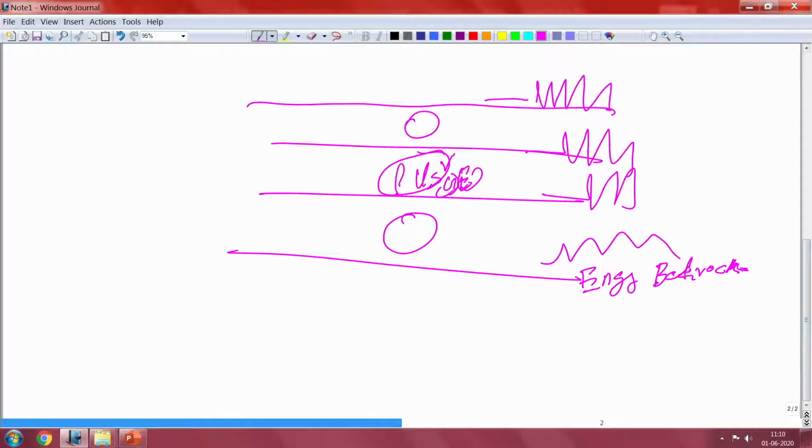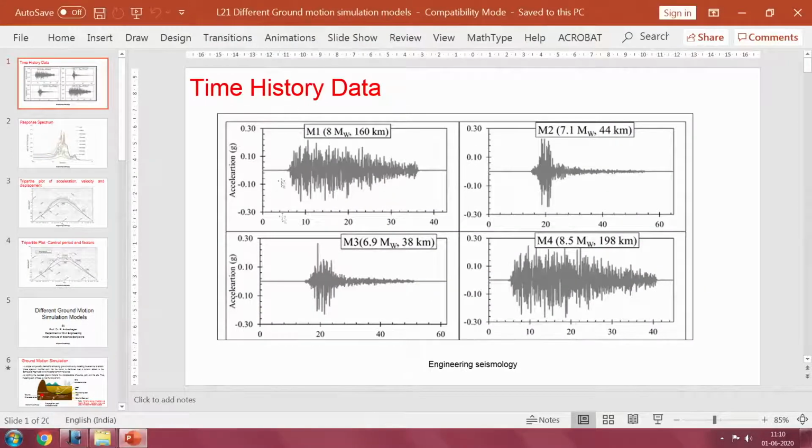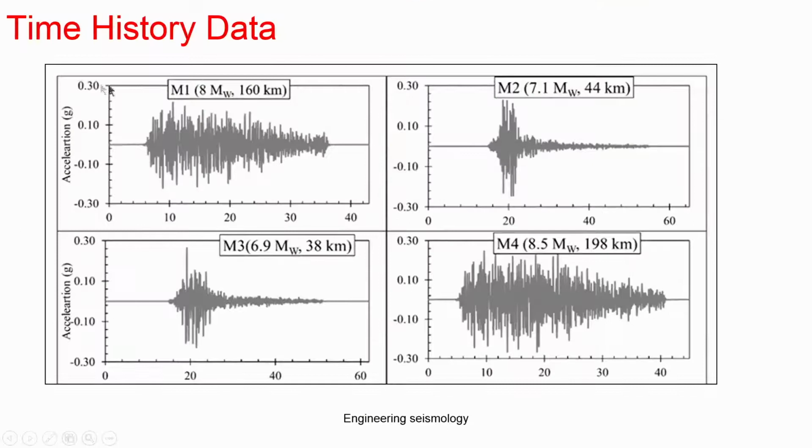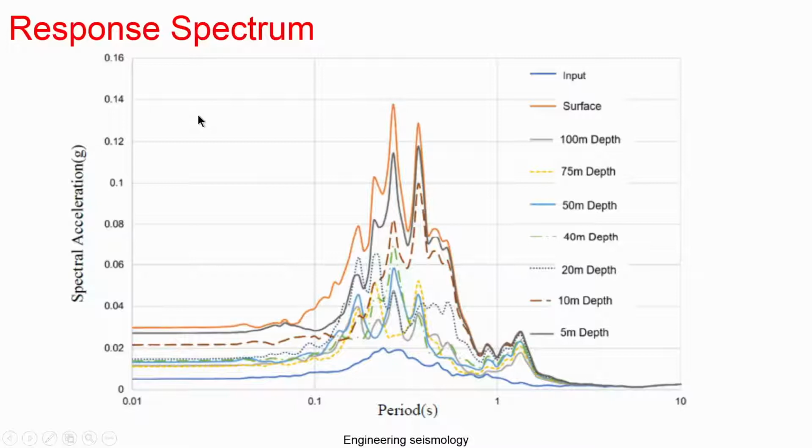So, this waveform what we are getting is directly recorded data. This is called time history data, which may be velocity with time or acceleration with time. You can also measure at different levels. So, these are the time domain parameters you can get from that. The response spectrum we have seen is the response of a single degree freedom system for a given earthquake.